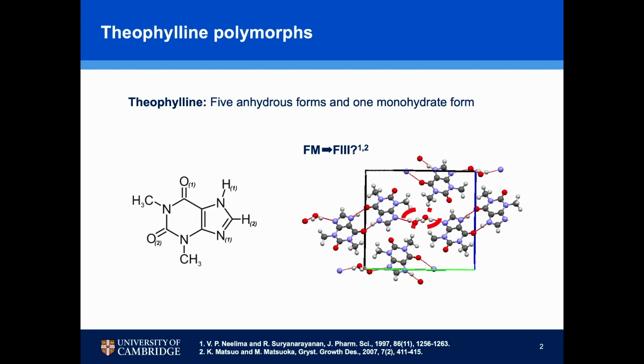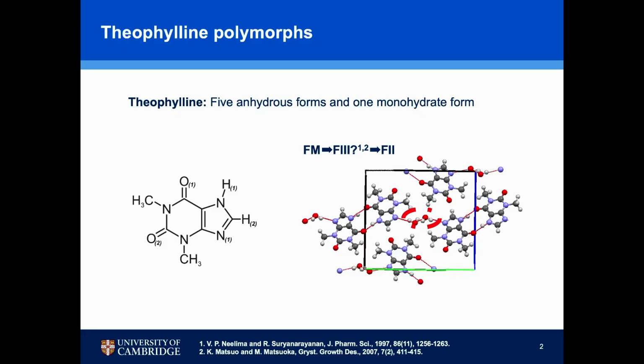There have been publications for a long time saying that when you dehydrate the monohydrate form, you end up in a metastable state, which they call form 3. But the structure of form 3 has never been fully published yet. So that's one of the questions we can answer from our project. And following on, if you leave form 3 at certain conditions, it will in the end convert to form 2, which is the more stable and most common polymorph of Theophylline.